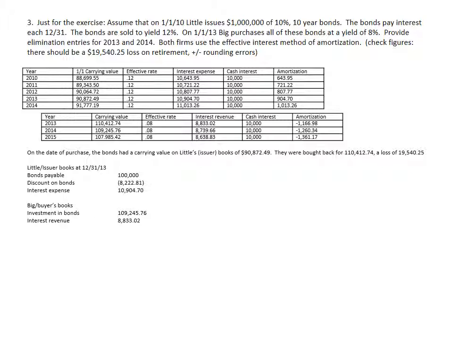So again, in the elimination entry, we need to eliminate these 5 ledger accounts. What's missing on the credit side is that on the debit side is the loss on retirement of $19,540.25.